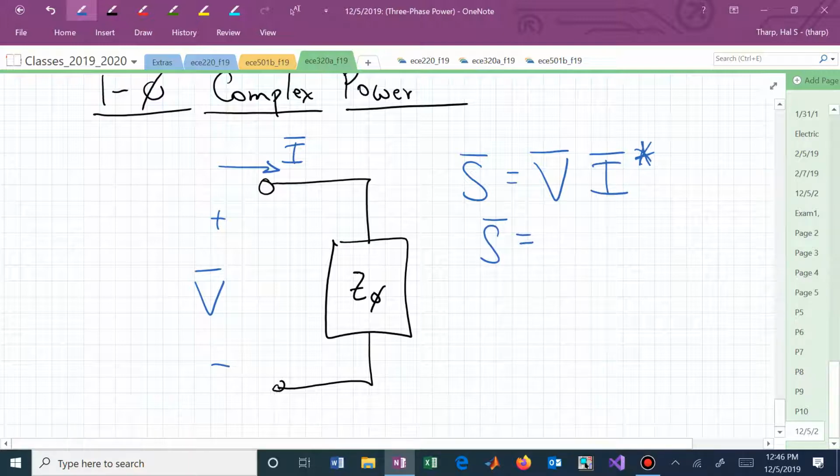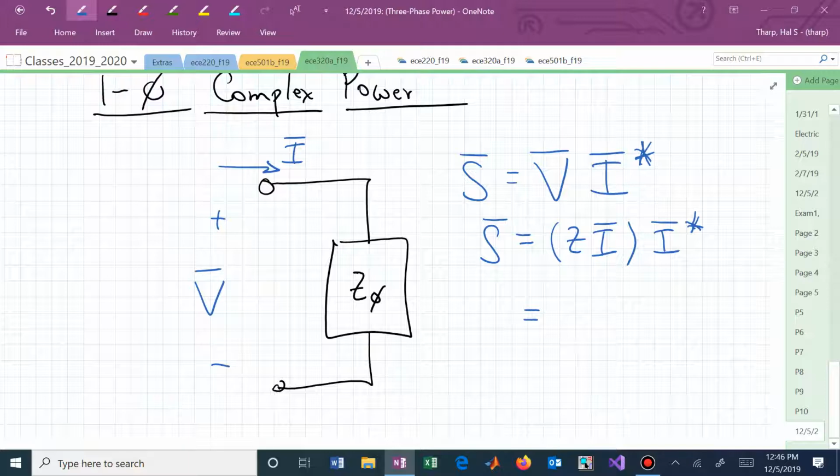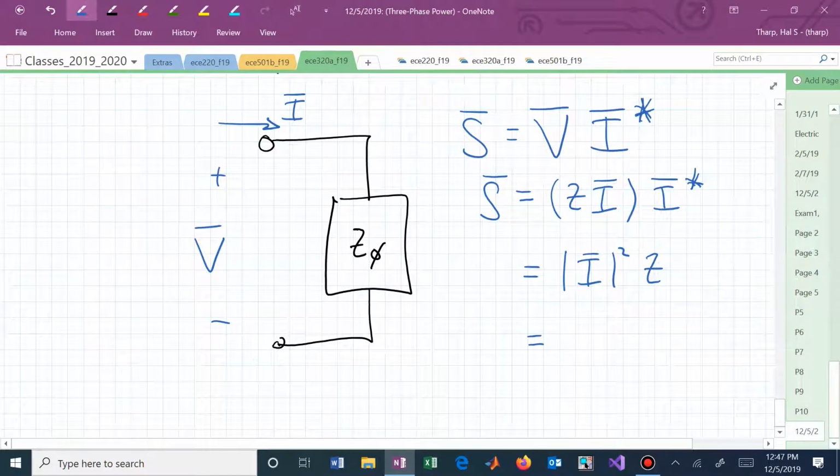Suppose that we now used Ohm's law in general, and we said, let's replace V with Z I. Now what do we have for an expression for the complex power? What's a complex number times its complex conjugate? That's the magnitude squared, isn't it, of that complex number. So here we could say, oh, we have the magnitude of our current squared times Z. Meaning, if somebody gives you the magnitude of a current and you know the impedance, now you can find the complex power without worrying about V and I star. It's just magnitude I squared Z.